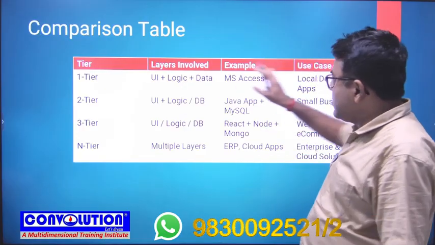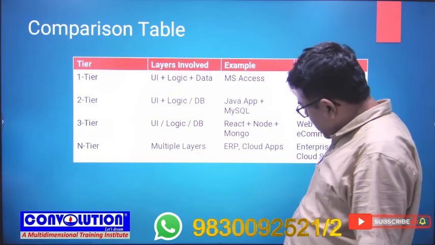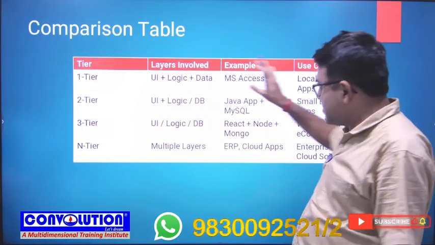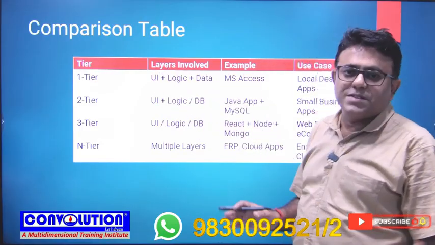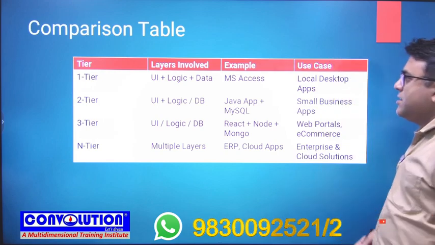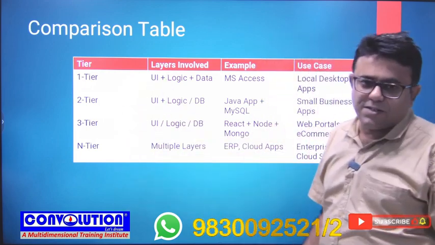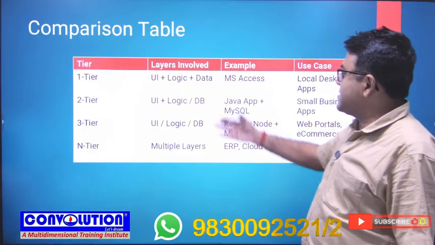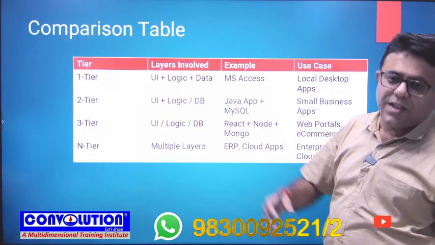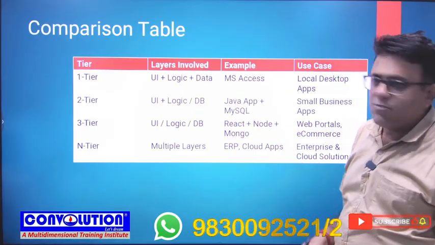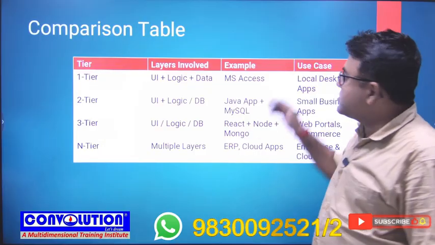So this is a very small table. Whatever we have learned so far, I am just sharing as a summary comparison table for your understanding. This way we can use the different tiers, and these are some examples of where we can use them. Hope you have understood this one.